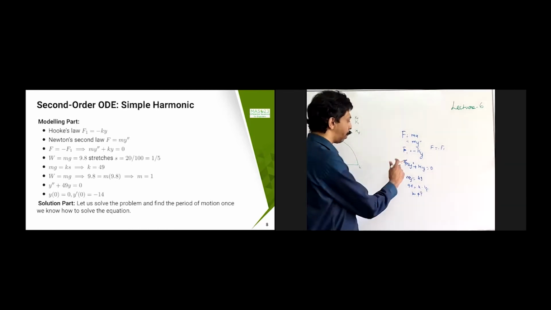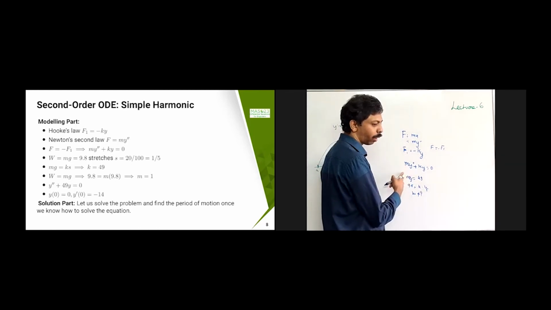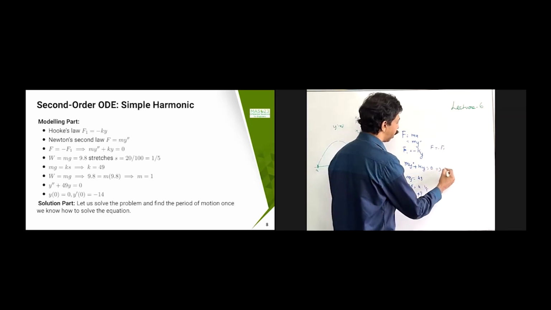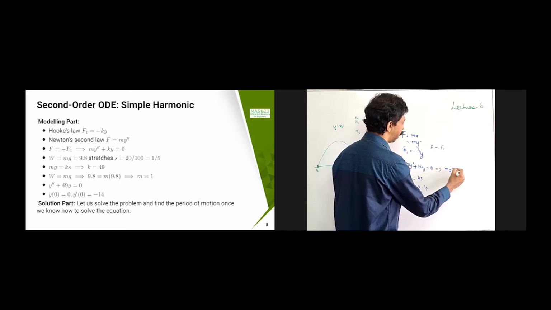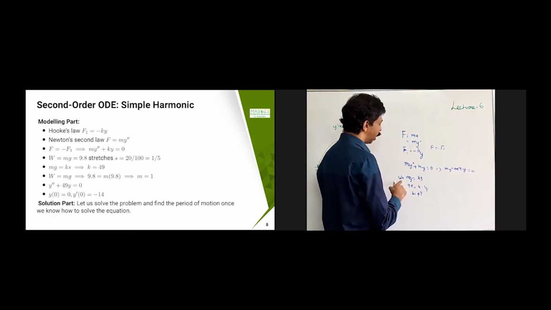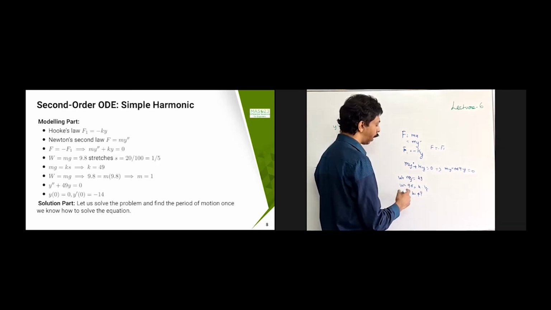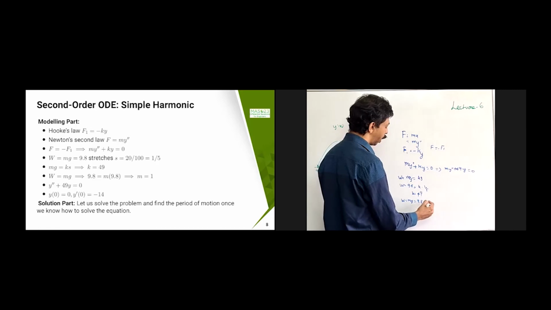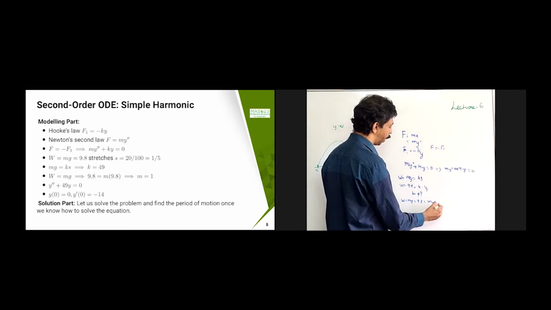So your problem is going to become m y double dash plus 49y, putting those values over here. Now we can obtain what m is also from here. It is given that W equal to 9.8, gravity we assume 9.8. Therefore W is equal to mg equal to 9.8, which is equal to m into 9.8.